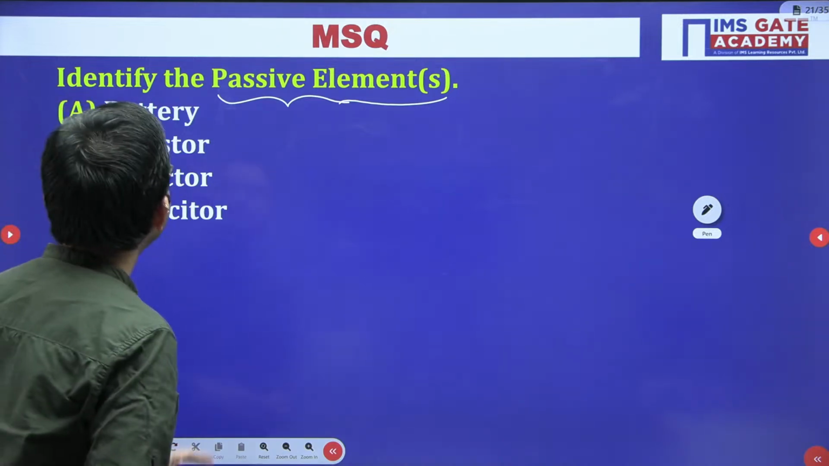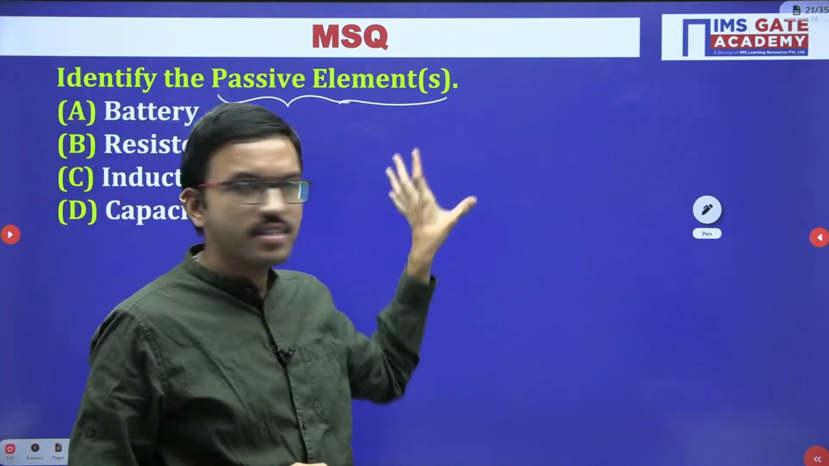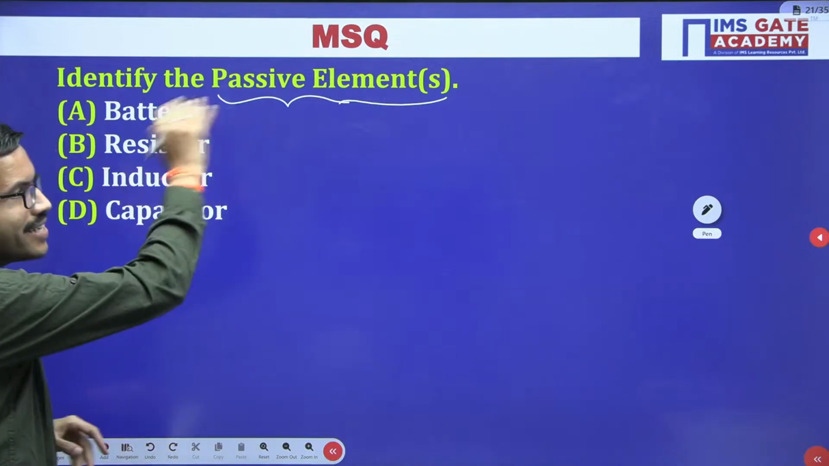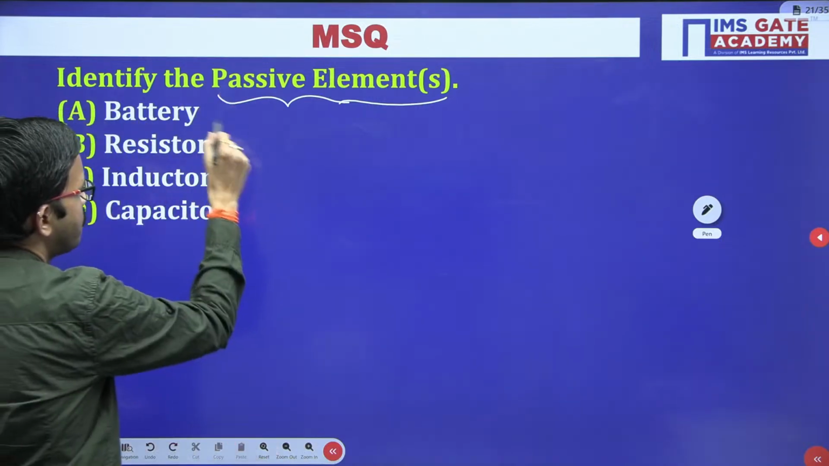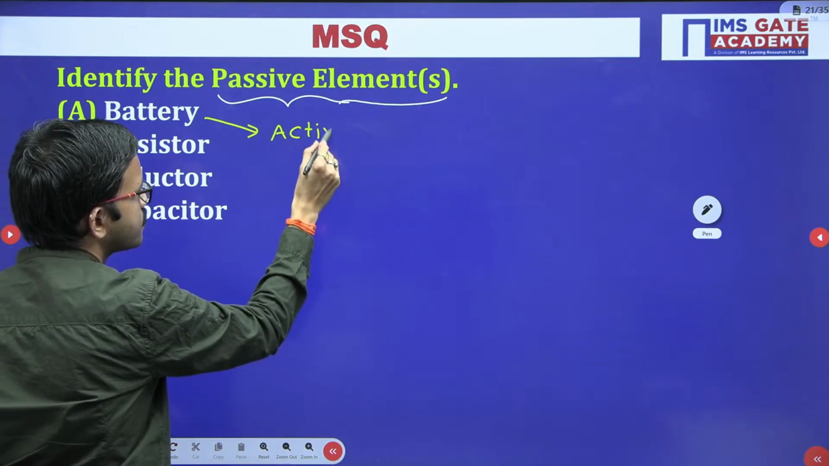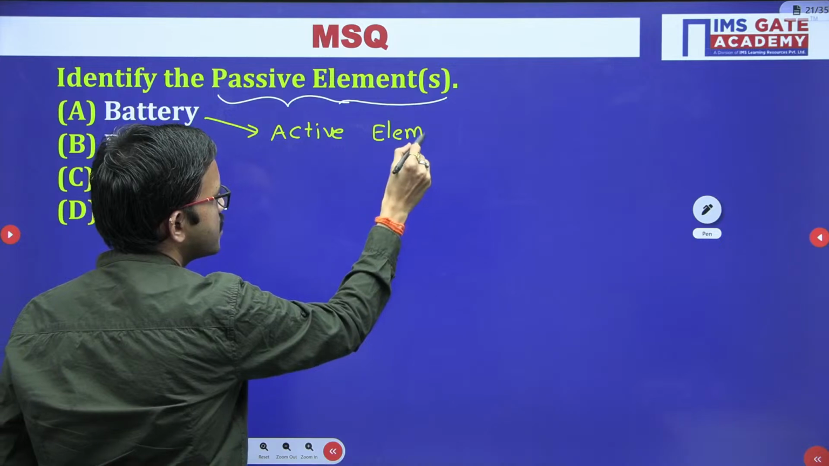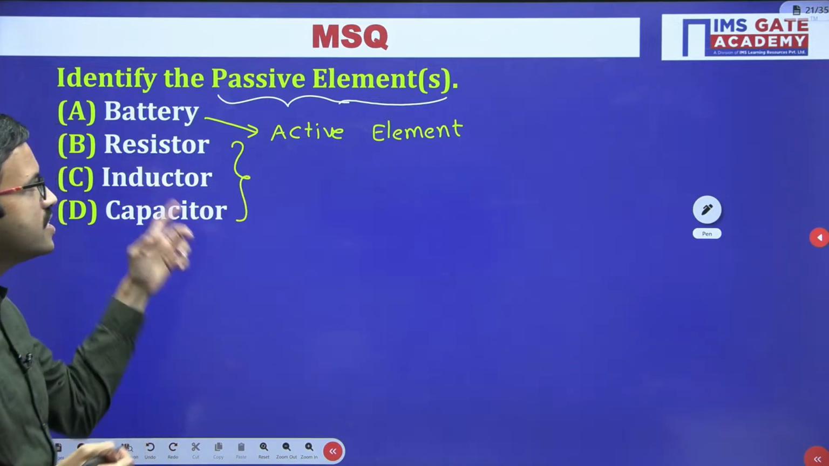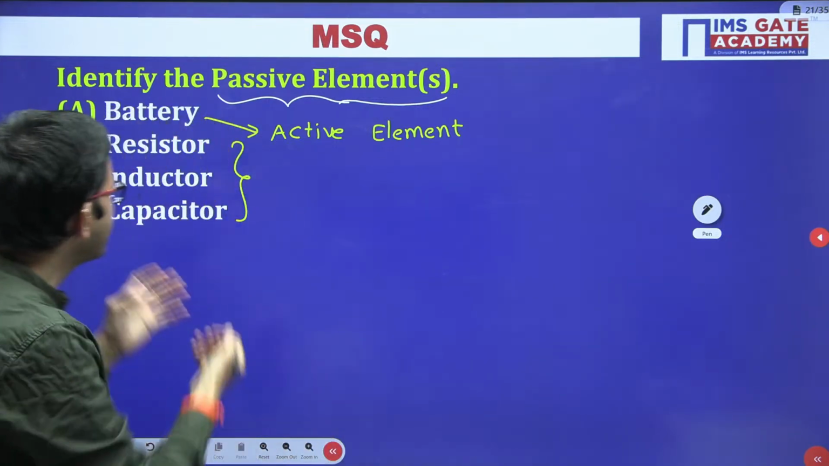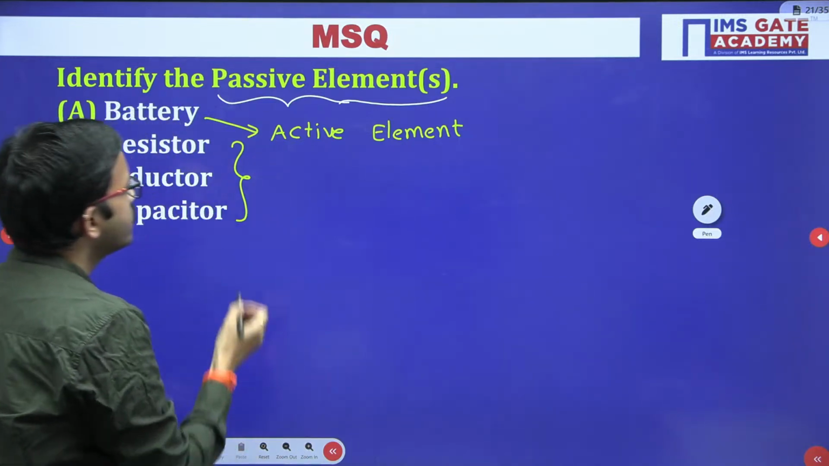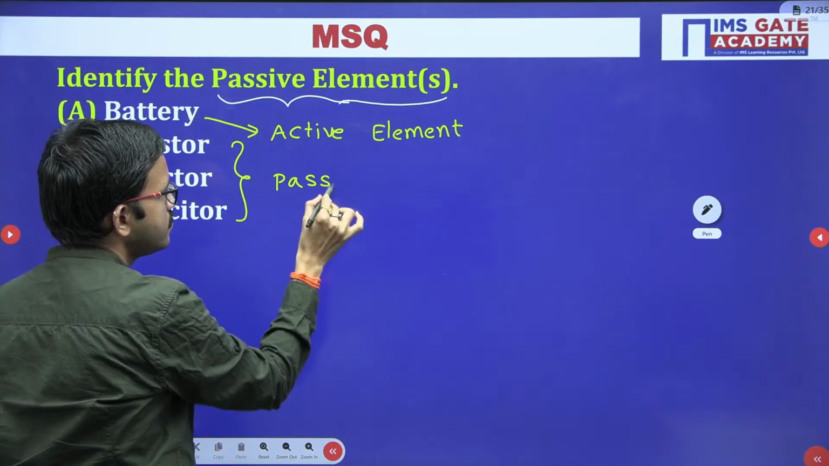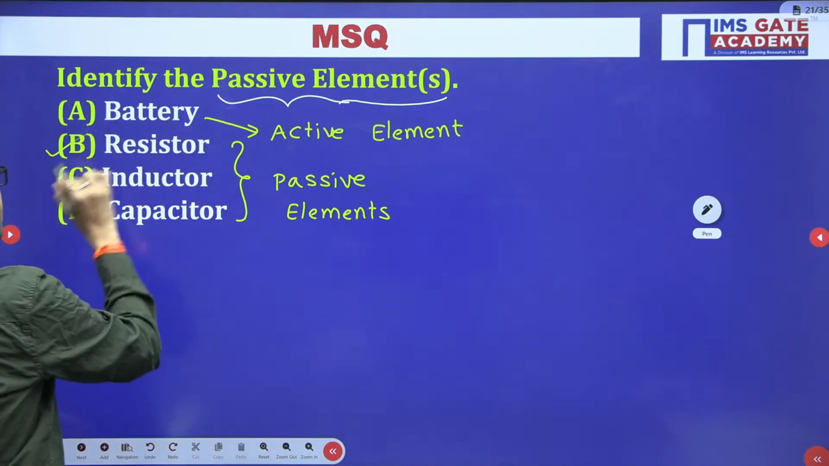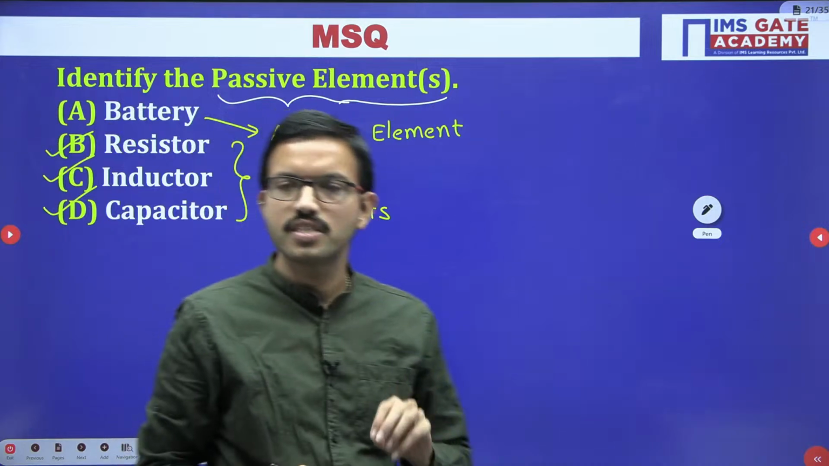You can observe here, even in the torch light, when we consider the circuit diagram, there you have a battery. In that you can observe that the battery delivers the energy. That means it is the active element. Battery is an example of an active element, whereas resistor, inductor, capacitor, these 3 are the passive elements. These 3 elements absorb the energy, so these are the examples of passive elements. So options B, C, D are the correct answers for this question.